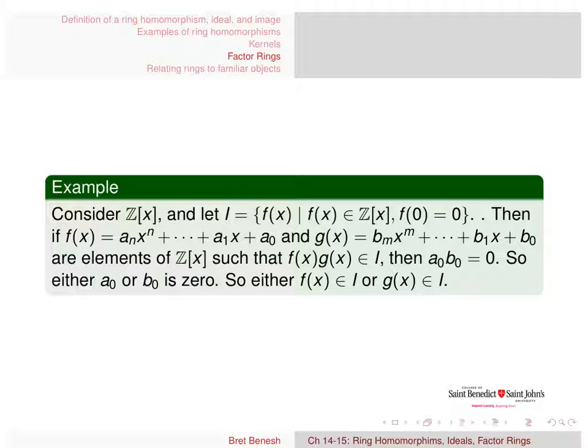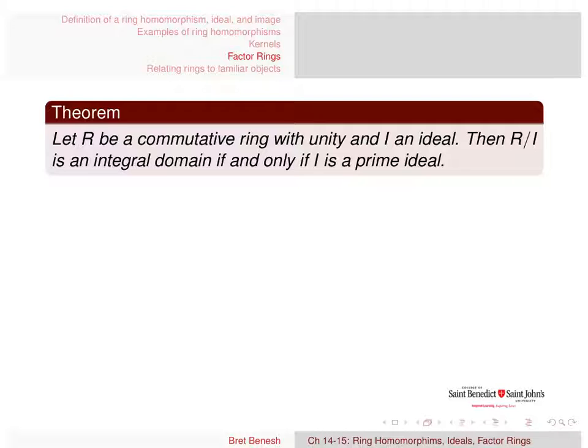So what does this mean? This means that this ideal here is what we call a prime ideal. It's another example of a prime ideal. So let's suppose we have a ring with unity and I is an ideal. R mod I is an integral domain if and only if I is a prime ideal. So we're looking at quotient rings again, and we can see that we only get a quotient that's an integral domain, that is no zero divisors, if and only if I is a prime ideal.